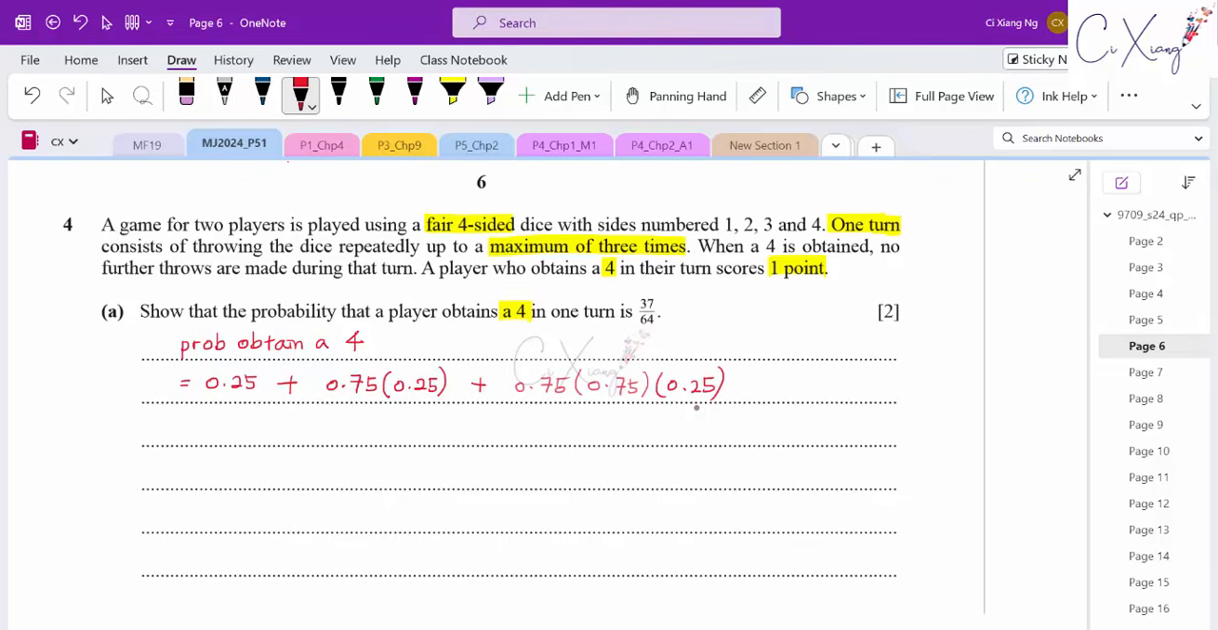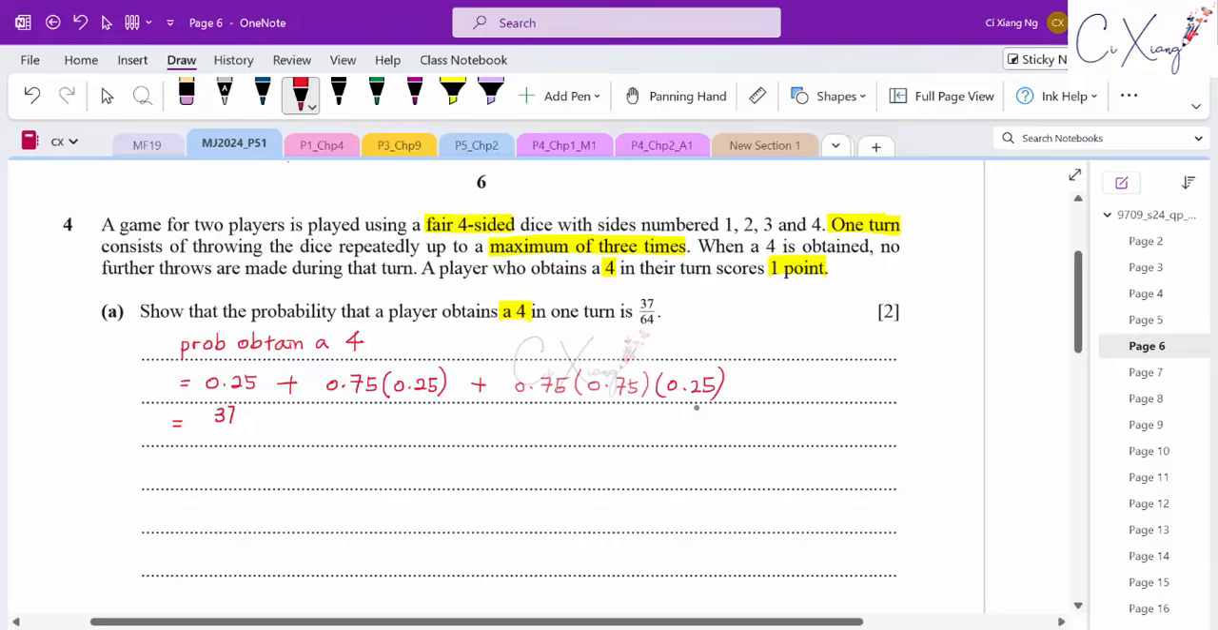Okay, so this is all the probability that we have, all the cases that we have when you obtain a 4 in the game. Therefore, try to use calculator for your calculation. You'll be getting 37/64. Okay, all right. So this is one of the methods that we can get the value.